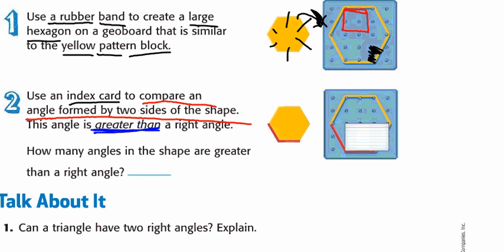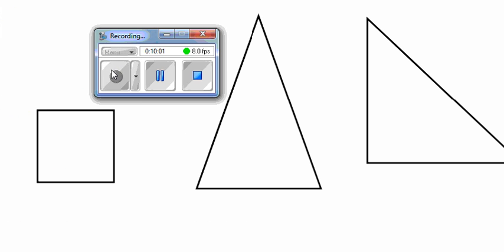And if we take the time to look at all of the angles, you're going to notice that this one's bigger, this one's bigger, this one's bigger, this one's bigger. You're going to find that there are 6 angles that are greater than a right angle. Okay? So now, let us go ahead and focus on this very last question. Talk about it.